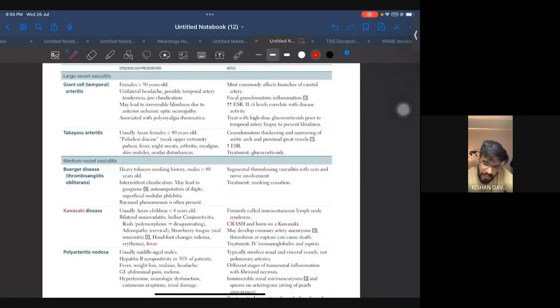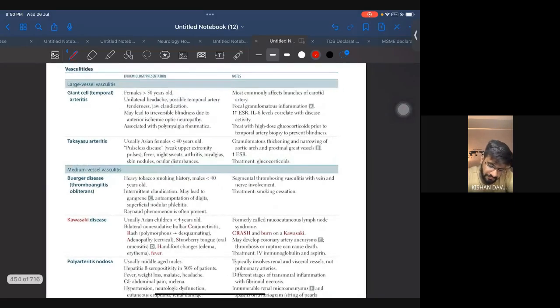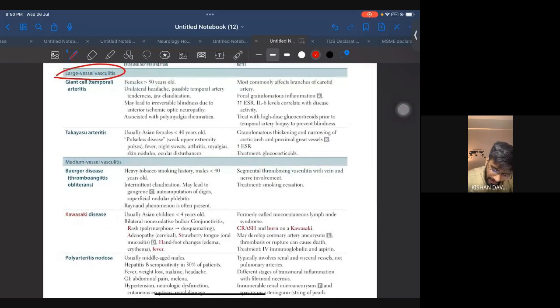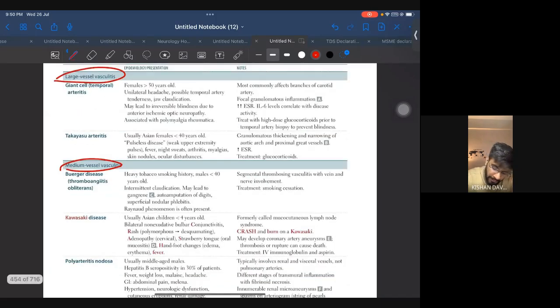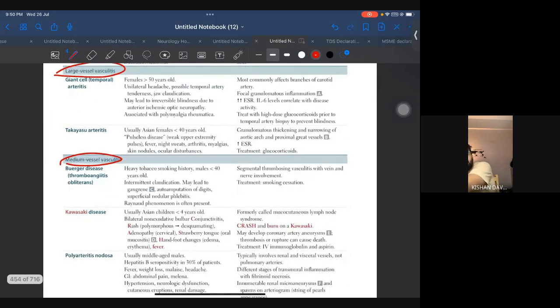All right. So let's begin vasculitis. Large vessel vasculitis, medium vessel vasculitis, and the next one is small vessel vasculitis. You have to remember which vasculitis falls under what vessels. Okay, you have to remember this. So let's just see.